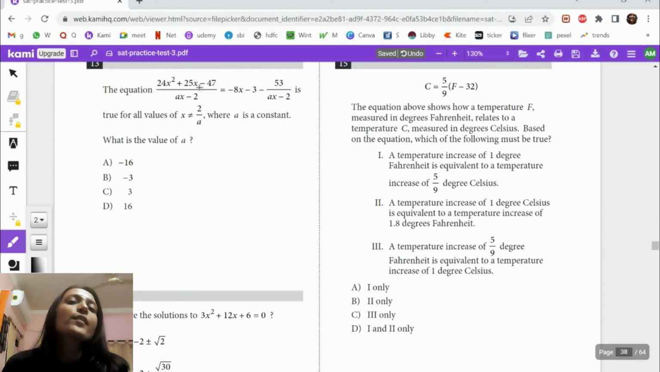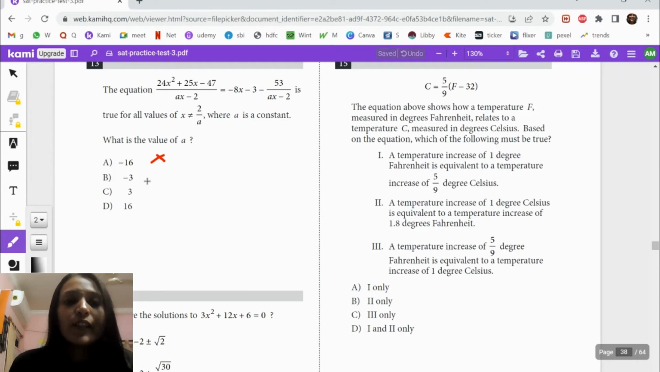This equation (24x square plus 25x minus 47) divided by (ax minus 2) is equal to minus 8x minus 3 minus 53 divided by (ax minus 2) is true for which values, where a is a constant. What is the value of a? So one way to do it quickly is just substituting the values. So if we substitute the value of a as negative 16 over here, we would get 16 times 8, which is not going to be 24x square. So we can just outright eliminate 16. If I take negative 3 into negative 8, that is 24.